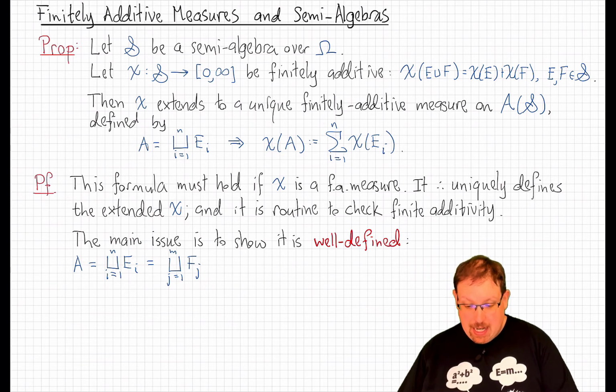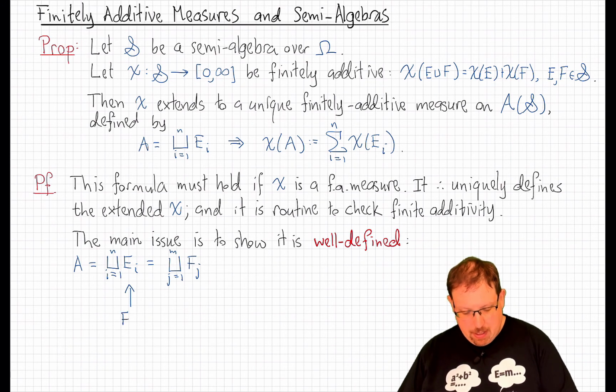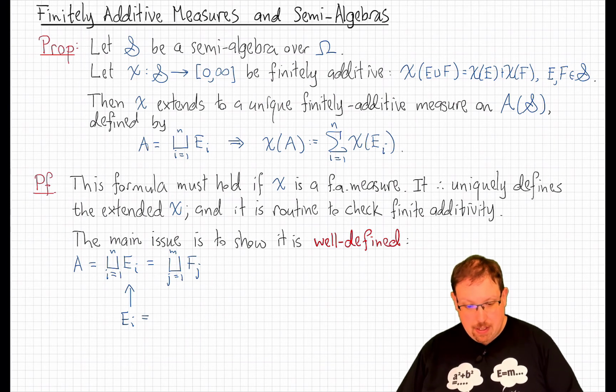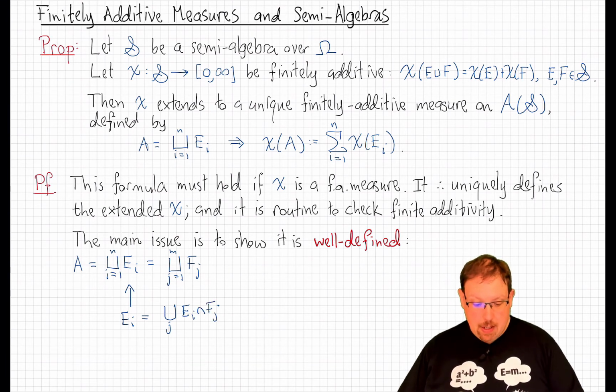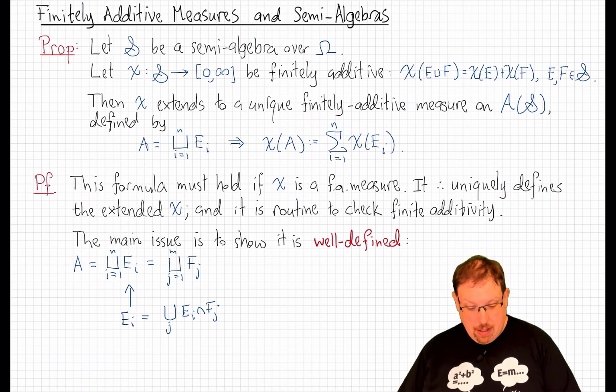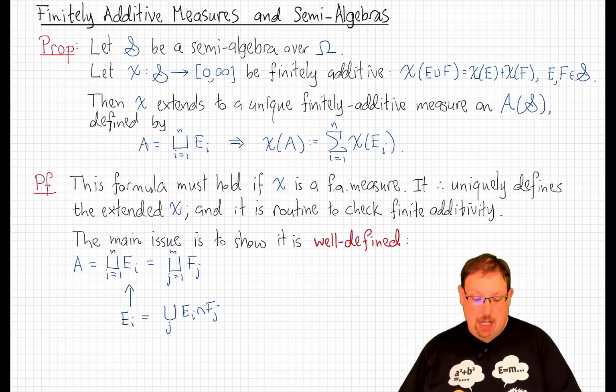Each of the pieces E_I in the first decomposition can be decomposed in terms of the F_J as follows. E_I is a disjoint union over J of E_I intersect F_J. The reason for this is that the F_J union up to A, which contains all of the E_Is. And therefore, E_I is the union of all of its pieces in terms of the F_J decomposition of A.